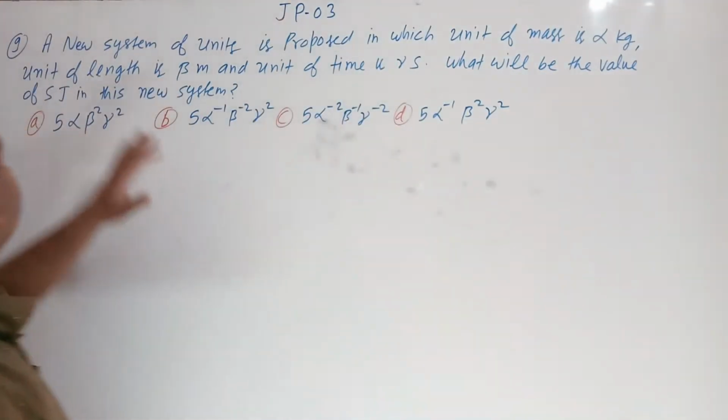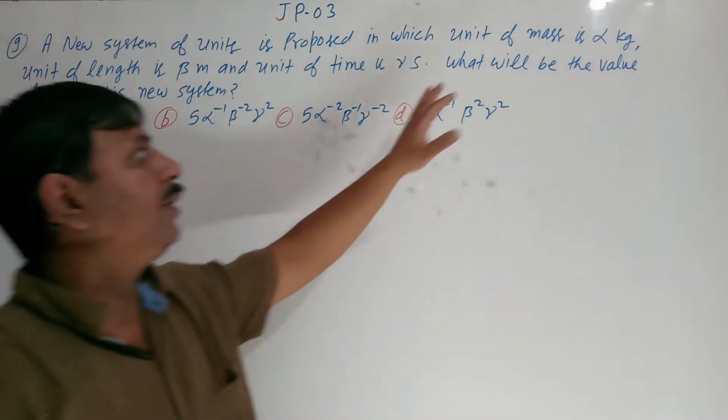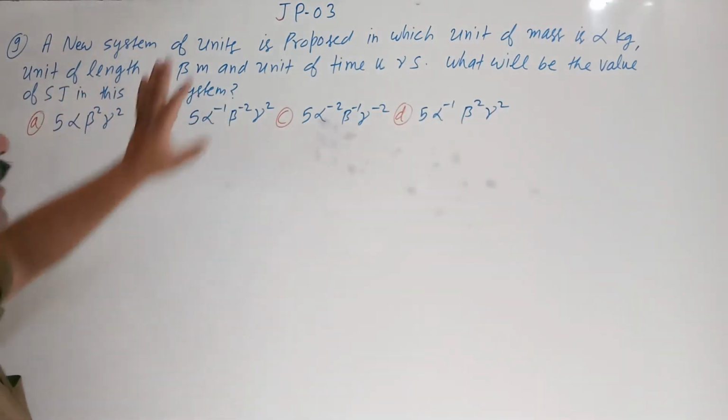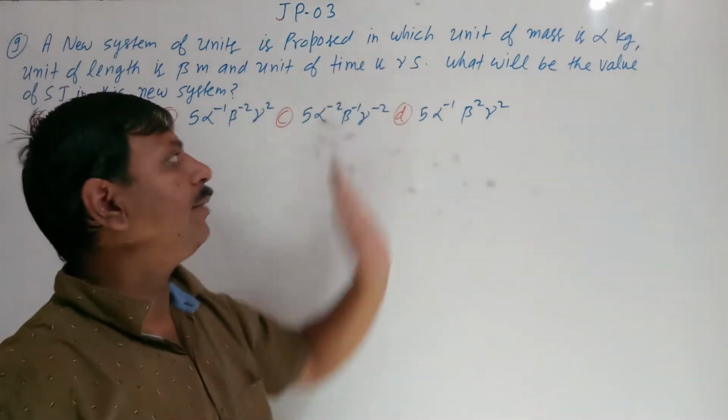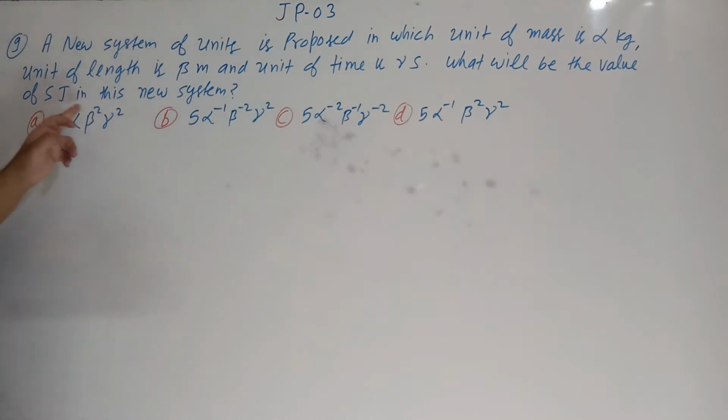See here, a new system of units is proposed in which the unit of mass is alpha kg, the unit of length is beta meter, and the unit of time is gamma second. What will be the value of 5 joule in this new system? See here, joule means work done.